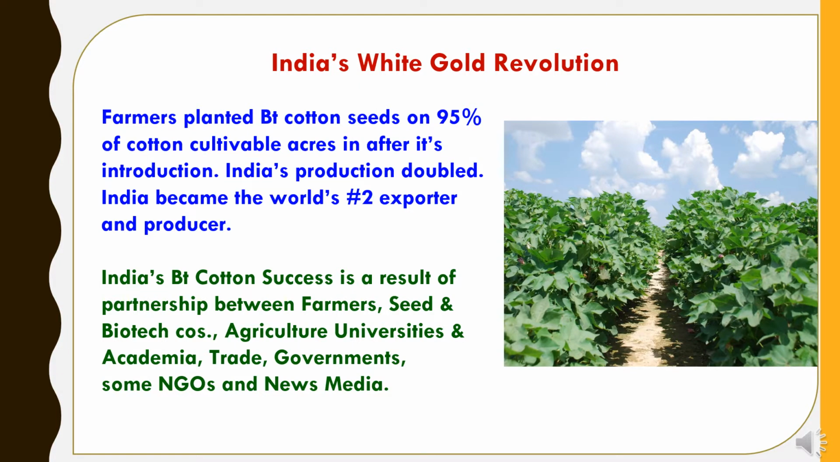As the green revolution was a major milestone in the Indian seed industry for food grain production, similarly the white gold revolution is related to the cotton crop. Farmers planted Bt cotton seeds on 95% of the cotton cultivable area after its introduction. India's production doubled and India became the world's second largest exporter and producer. India's Bt cotton success is a result of partnership between farmers, seed and biotech companies, agriculture universities, traders, governments, non-government organizations and news media.